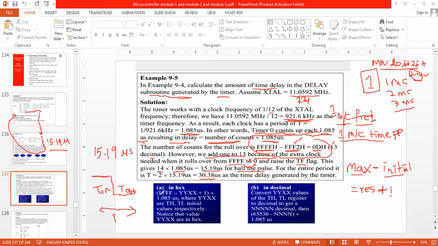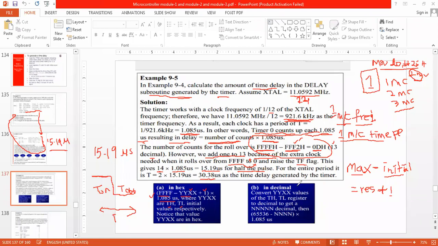See here in this box it has been written: maximum number minus initial value. Initial value YY is stored into TH, XX is stored into TL, respectively. This is in hexadecimal number, plus 1, into 1.085 microseconds. So that will give me the total time period.